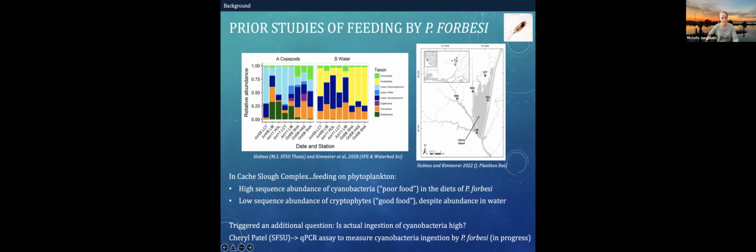A student at SFSU, Cheryl Patel, designed and applied a qPCR assay to measure cyanobacteria ingestion. Those results are in progress, so that's a little teaser. Hopefully in the next year we'll be able to get those results out, and we'll see whether direct measurement of ingestion shows the same patterns.